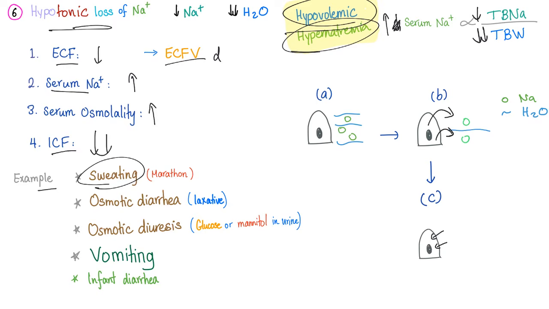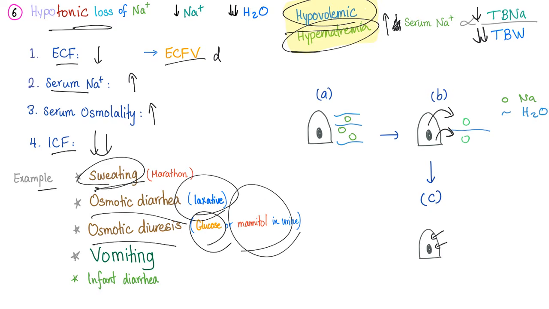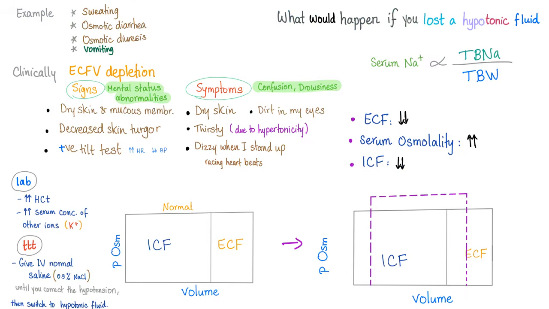Example in real life, sweating. When you lose sweat, you're basically losing lots of water and a little amount of salt, so it's a hypotonic loss of fluid. How about osmotic diarrhea? Yep, when you use laxative, for example. Osmotic diuresis in case of hyperglycemia, or mannitol in the urine. Same thing. Vomiting, you're losing a hypotonic fluid. Infant diarrhea. Yep, hypotonic.